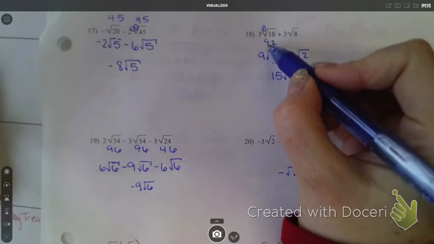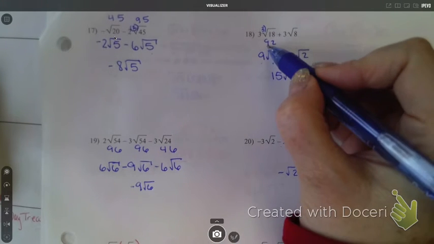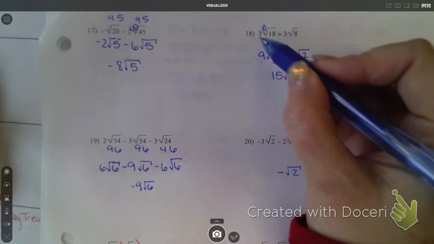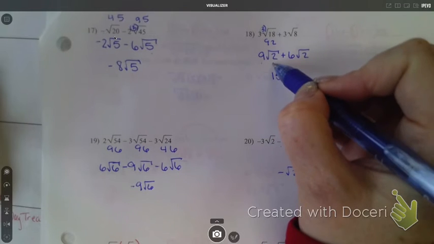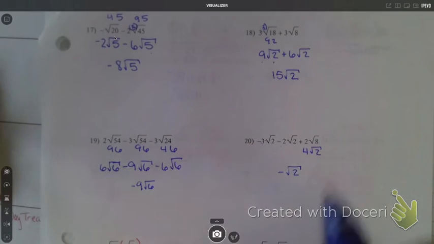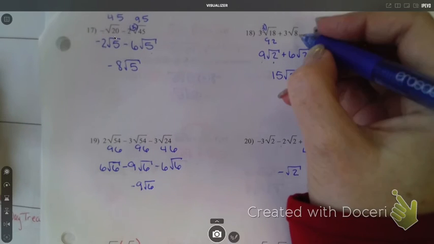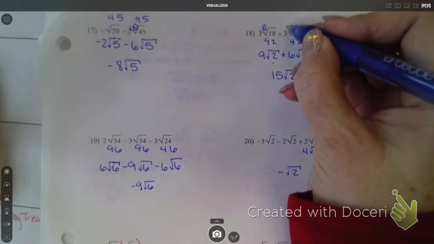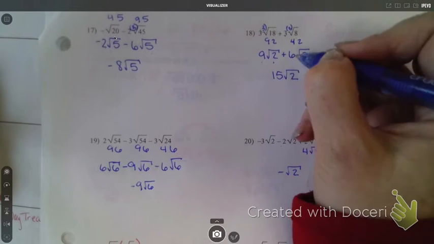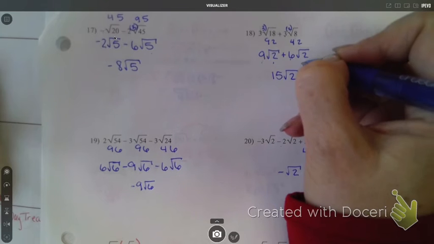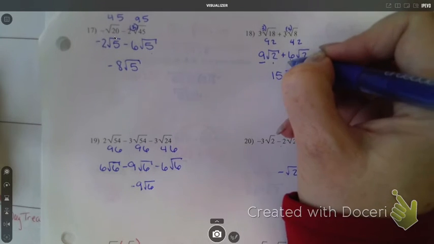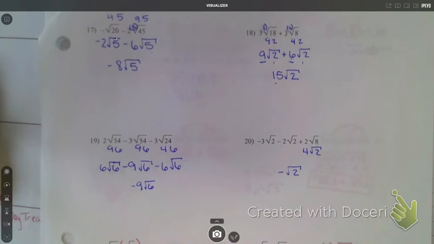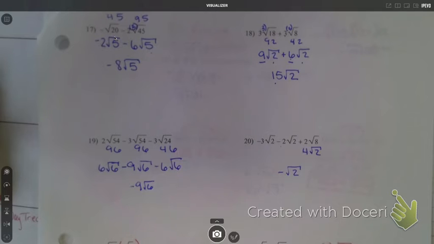Watch. 18 is 9 and 2. The square root of 9 is 3. So 3 times 3 is 9, square root of 2. No addition. Okay, 8 is 4 and 2. The square root of 4 is 2. So 2 times 3 is 6, square root of 2. So 9 plus 6 is 15. Oh, I know what I did wrong. Okay.